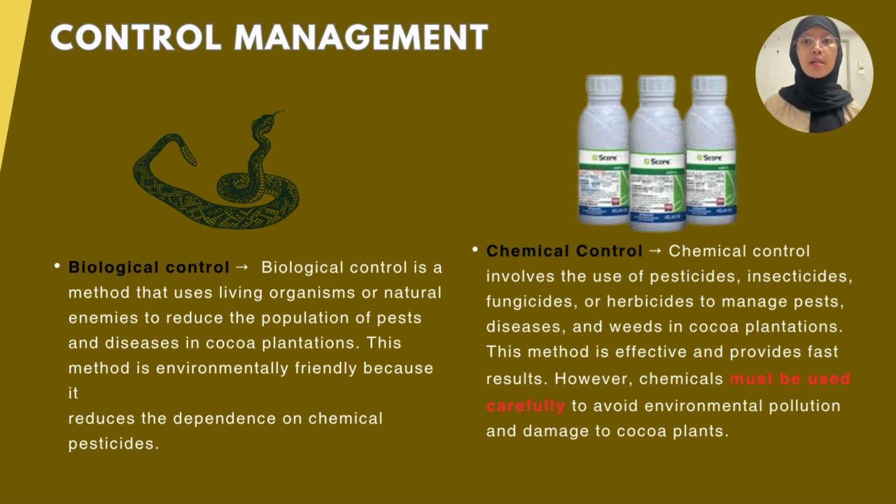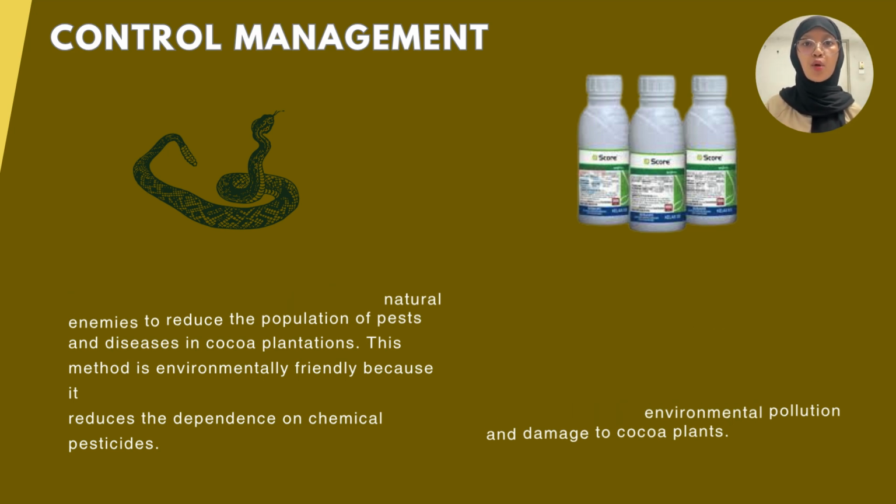Next is chemical control. Chemical control involves the use of pesticide, insecticide, fungicide, or herbicide to manage pests, diseases, and weeds in cocoa plantations. However, chemicals must be used carefully to avoid environmental pollution and damage to cocoa plants.